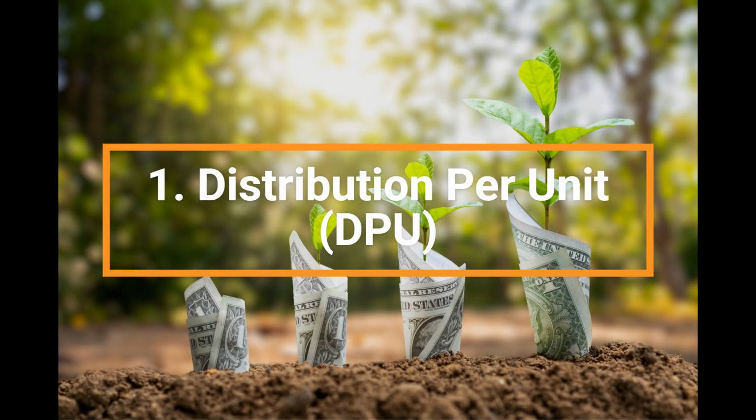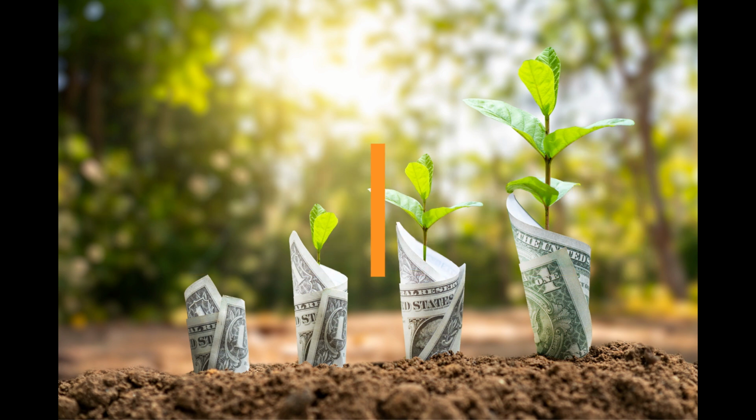Distribution per unit is a financial metric used in real estate investment trusts to measure the amount of income that is generated per unit of ownership. DPU is calculated by dividing the total amount of distributions made to unit holders by the total number of outstanding units. This metric is important for investors as it provides an indication of the real estate investment trust's ability to generate income and its potential for growth. A higher DPU indicates a higher return on investment for unit holders, making it a key factor to consider when evaluating the performance of a real estate investment trust.